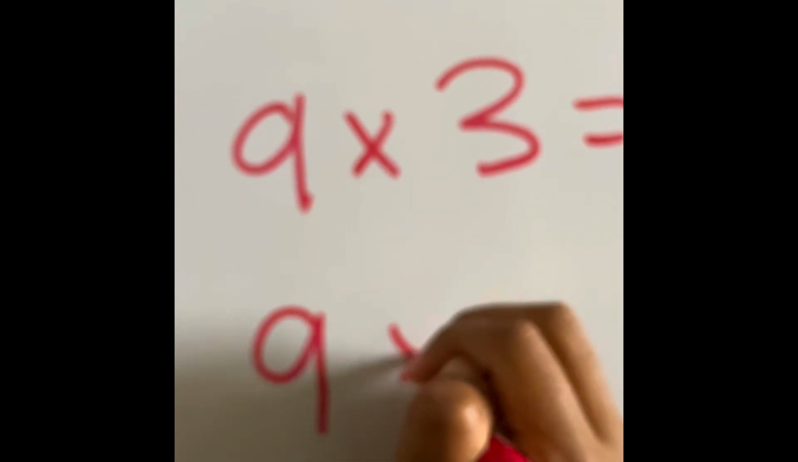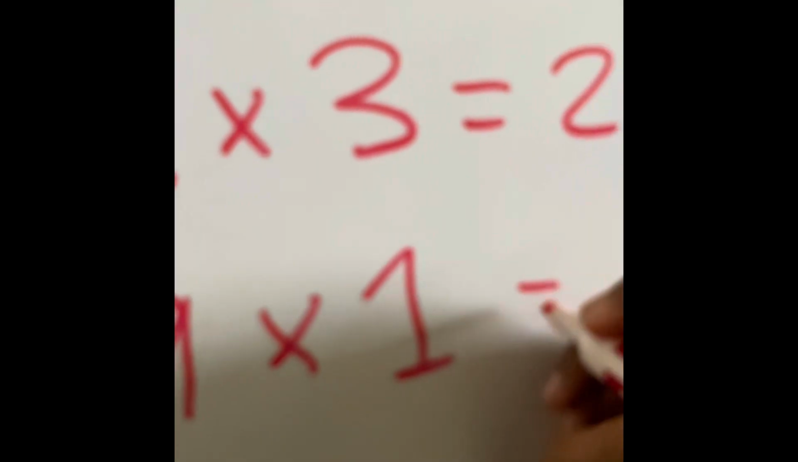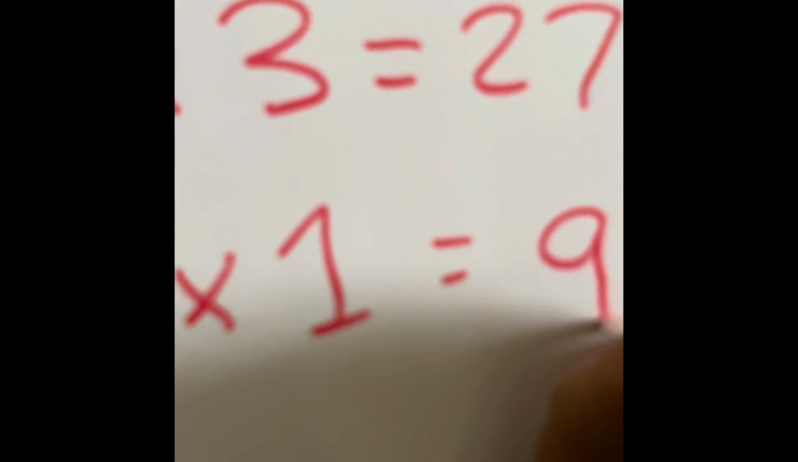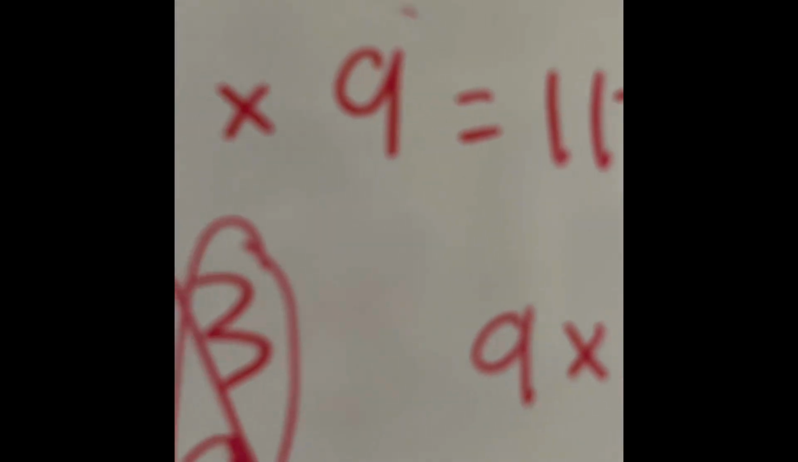Then you multiply 9 times 1. So 9 times 1 equals 9. So then, since you carry the 2, you add 2 to 9, which equals 11. So you add 11 next to the 7, sorry. So the answer is 117.